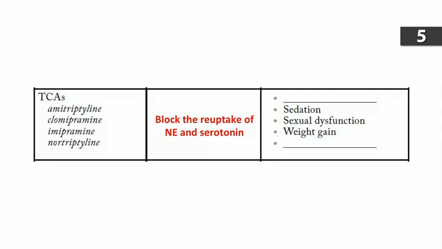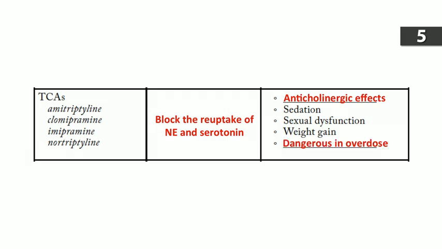Side effects of TCAs include anticholinergic effects like dry mouth, urinary retention, constipation, possibly some delirium in the elderly. Some TCAs are worse offenders than others when it comes to this. For example, amitriptyline has a lot of very prominent anticholinergic side effects, whereas nortriptyline or protriptyline are less anticholinergic. These can also cause sedation, they can cause sexual dysfunction again, and they can cause some weight gain.